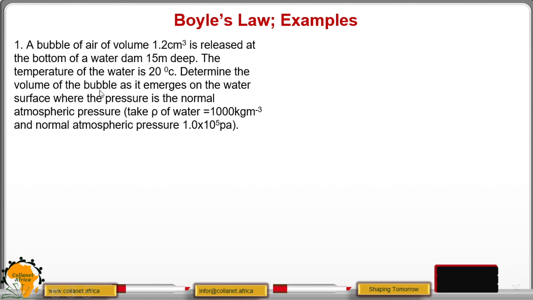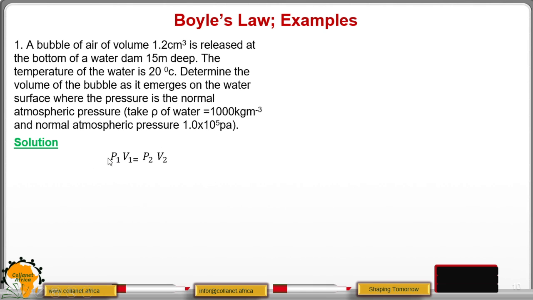Determine the volume of the bubble as it emerges on the water surface where the pressure is the normal atmospheric pressure. That is, take density of water as 1000 kg per meter cubed and the normal atmospheric pressure as 1.0 times 10 to the power 5 pascals. Now we proceed as follows.